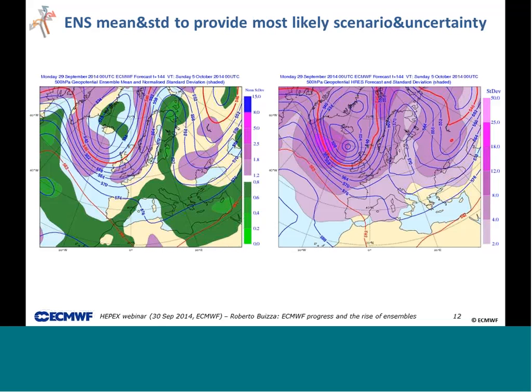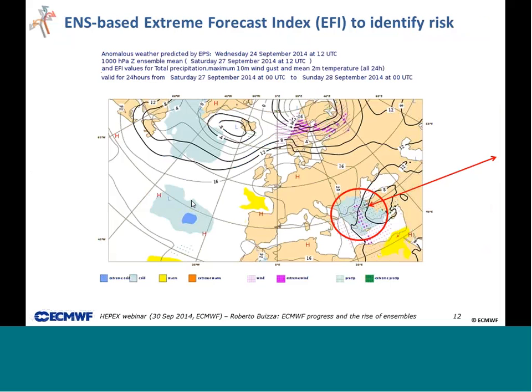What do we do with the ensemble? Well, we generate more and more products where, for example, we show the ensemble mean forecast, the most likely scenario, with a measure of the dispersion of the ensemble given by the standard deviation. Here are two examples of that. We use the ensemble distribution to identify areas where some extreme events can happen.